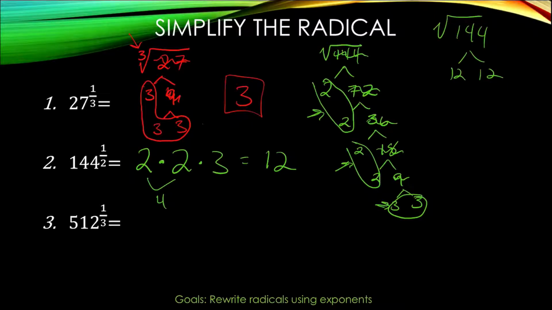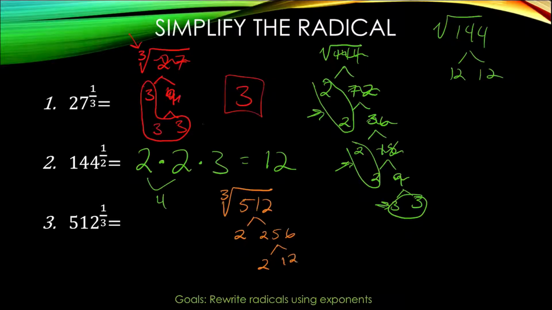Okay, so we're going to do the exact same thing now, but this time we're going to do number 3, 512 raised to the 1/3 power. So I have the cubed root of 512. Okay, I'm going to do the same thing. I'm going to divide by 2 here. So 2 goes into 5 2 times. I believe it's 256. And then I get 2 and 1.